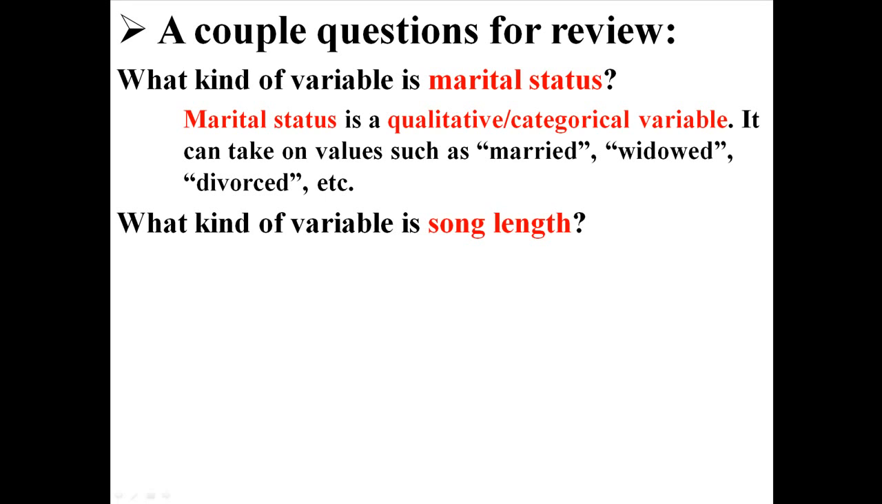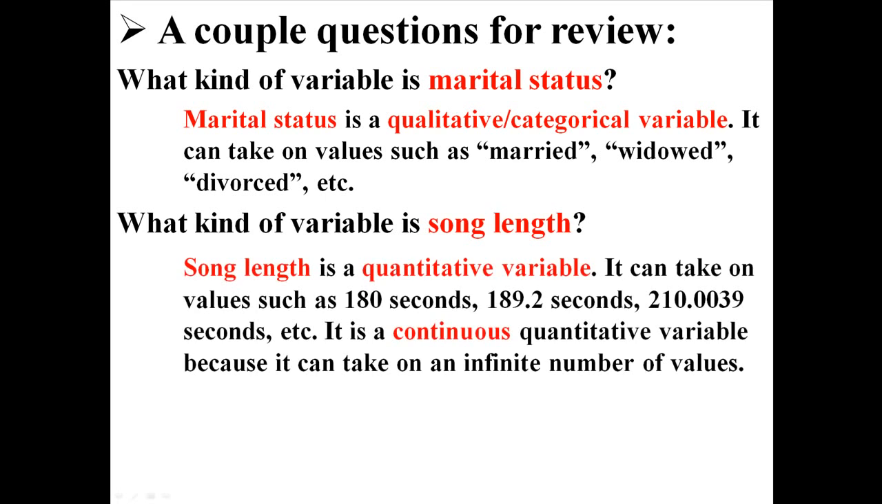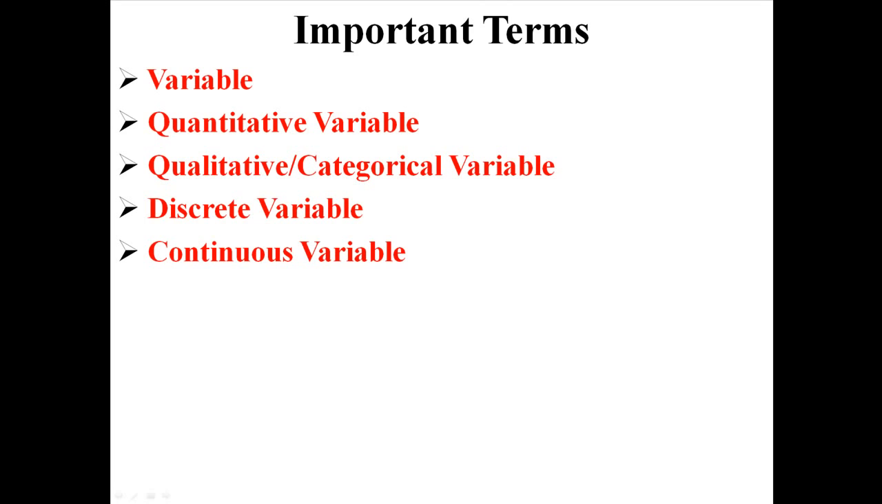Now, song length, what kind of variable is song length? Song length is a quantitative variable. It can take on values such as 180 seconds, 189.2, 210.0039, which also makes it continuous because it can take on an infinite number of values. So from this, you should get what a variable is, know the difference between quantitative and qualitative variables, and also understand the distinction between discrete and continuous variables.